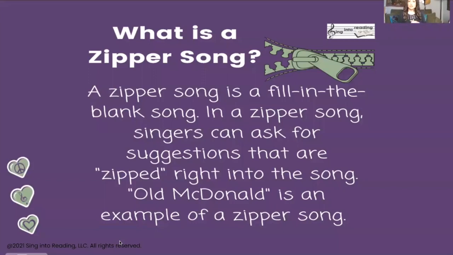So let's talk about what a zipper song is. A zipper song is a fill in the blank song. So in a zipper song, I'll ask the student to fill in some kind of blank. For example, in Old MacDonald, I might say, what animal did Old MacDonald see on the farm? And then I'll zip their ideas right into the song. That's why it's called a zipper song.